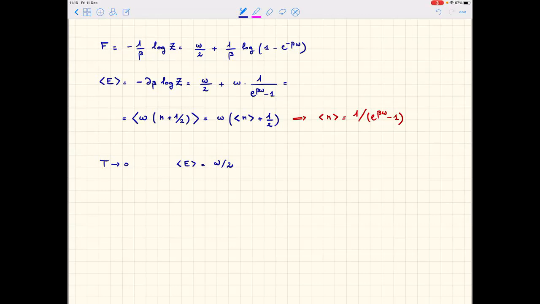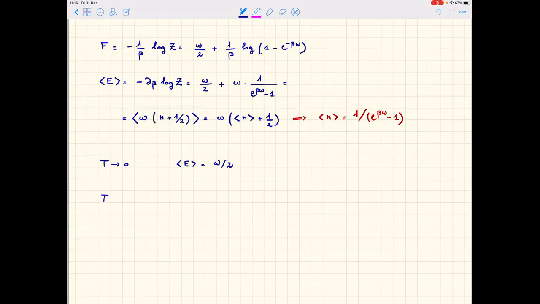Yes, it's h bar omega over 2. Yeah, but what do you expect physically when the temperature goes to 0? It's the ground state. The system should be in the ground state. And what is the ground state energy? It's omega over 2, with h bar equal to 1. Yes. And therefore, everything is consistent.